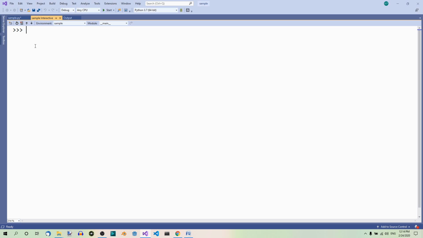Here the order will be from left to right. 3 times 4 modulus 5. These operators, multiplication and modulus, are at the same level in the hierarchy of precedence. So they are evaluated from left to right. Now the result is 2. 3 times 4 is 12. 12 modulus 5 is 2.